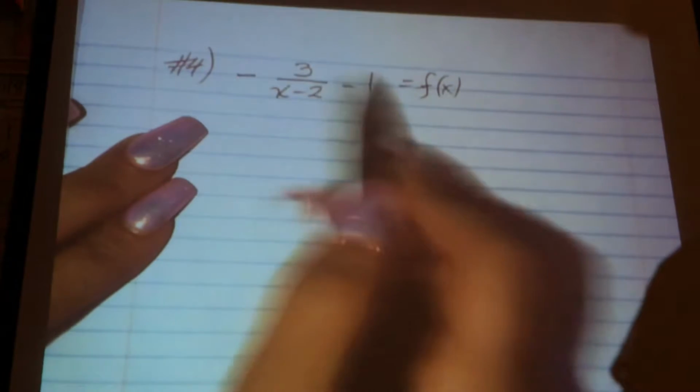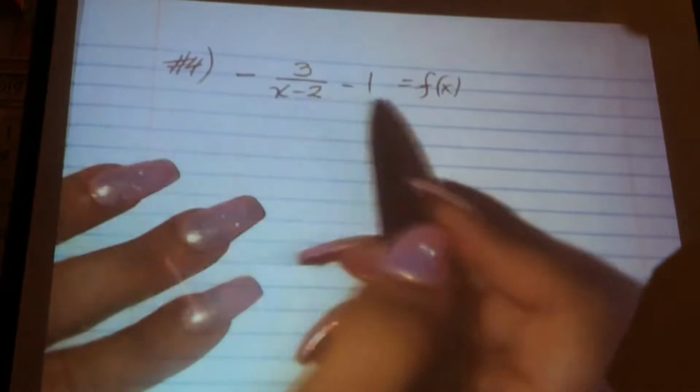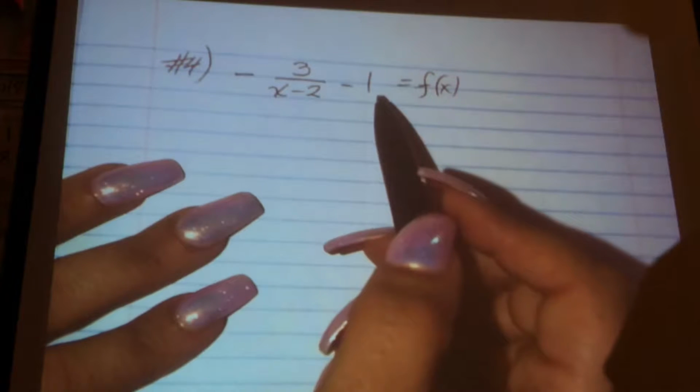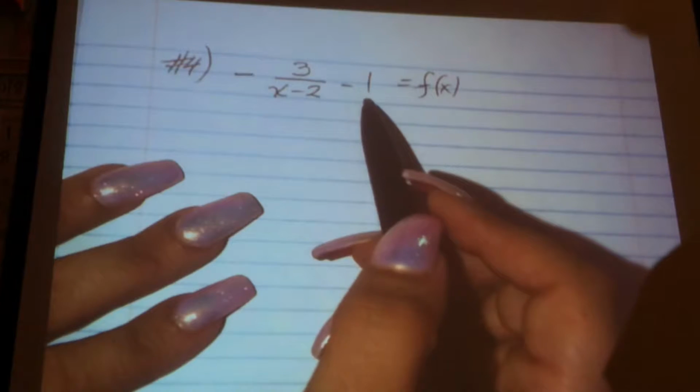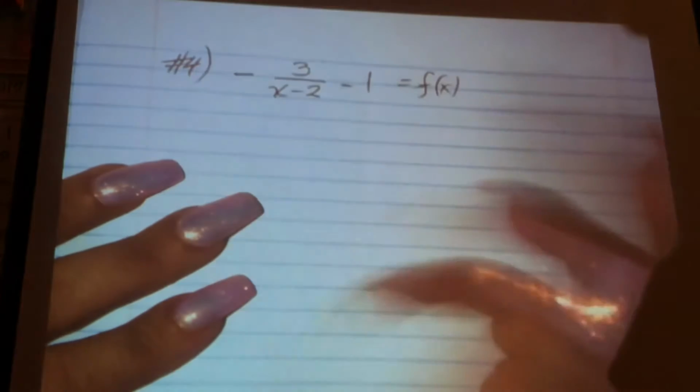All they want is the vertical asymptotes for numbers 4 and 5. Negative 3, and then x minus 2 minus 1, all of that equals f of x. A lot of you ask me questions about this negative 1. What happens with this negative? The only thing you care about for an asymptote is what is not allowed to be 0. The denominator. So I literally don't care about anything else.